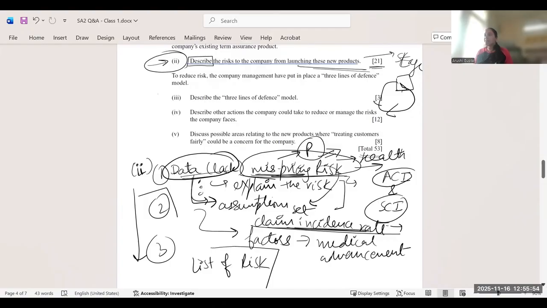Yes or no? So I'm giving you different reasons of mispricing risk. Lack of data is there. The dynamic nature of medical advancements is there. So these are the examples of the bullets. When you expand, you are able to generate more points in your answer heading, which was the risk of mispricing, because health insurance products are prone to this.